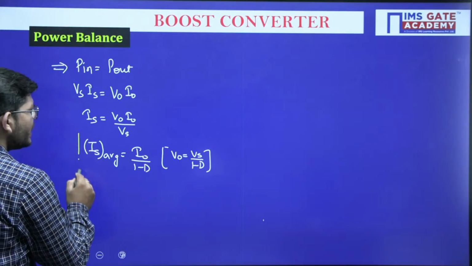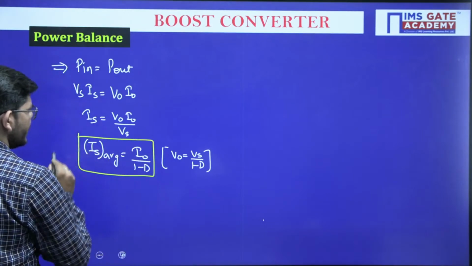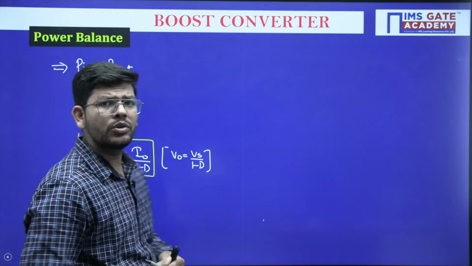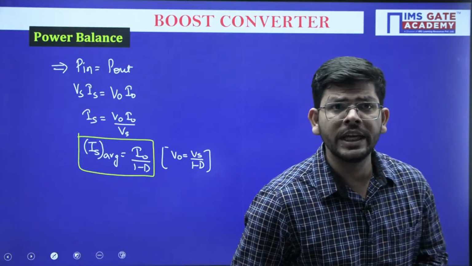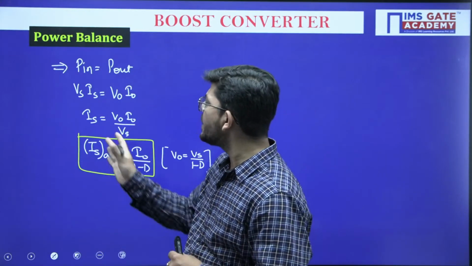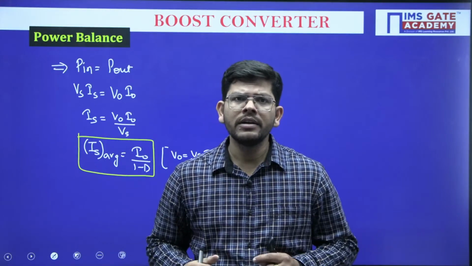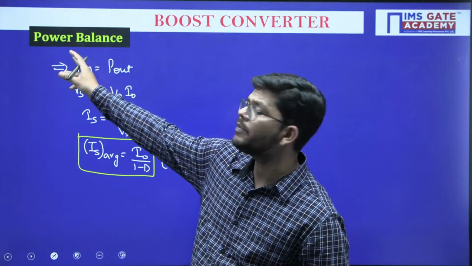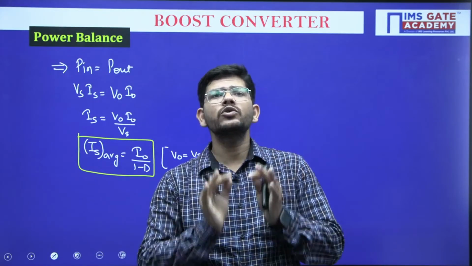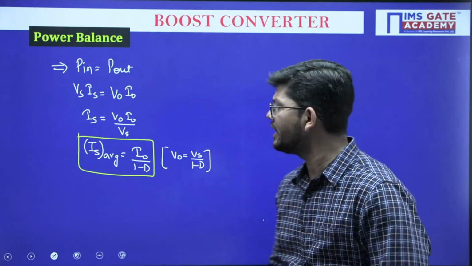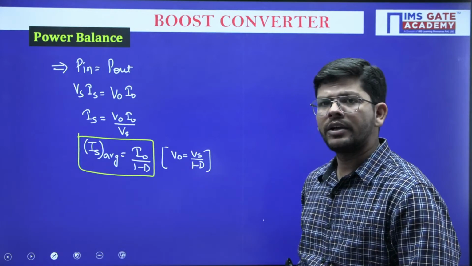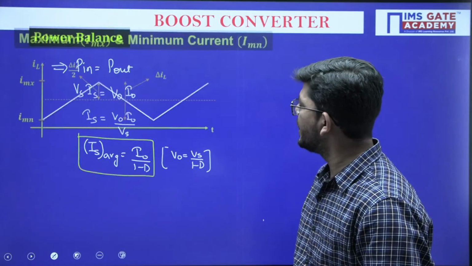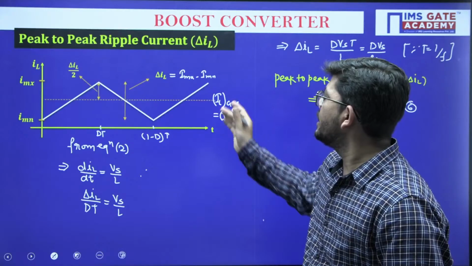So we have obtained this relation, and from it we can write average source current is equal to I naught upon 1 minus d. Wherever you have to find the average source current, this is what is required. When you apply power balance, you will get the average source current. So we have obtained the average source current. Okay, so we are one step away from finding IL average.